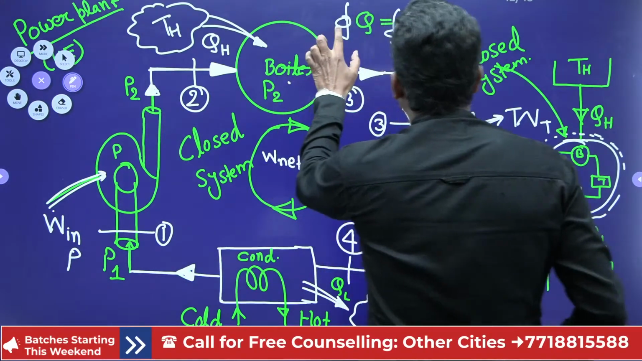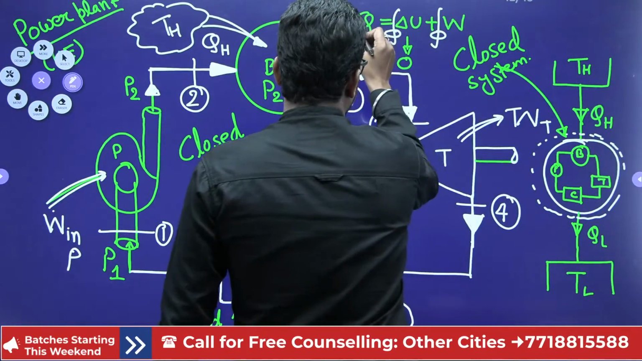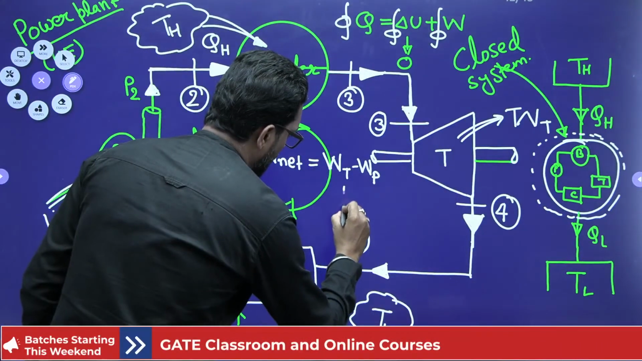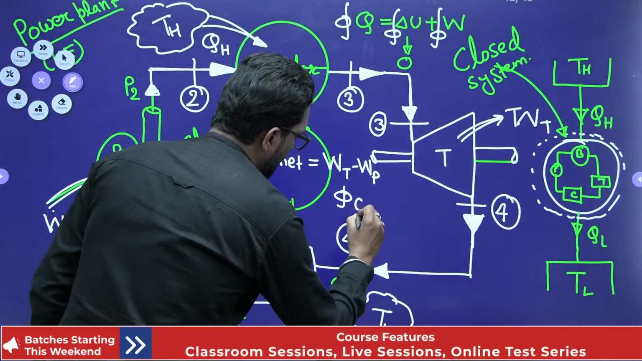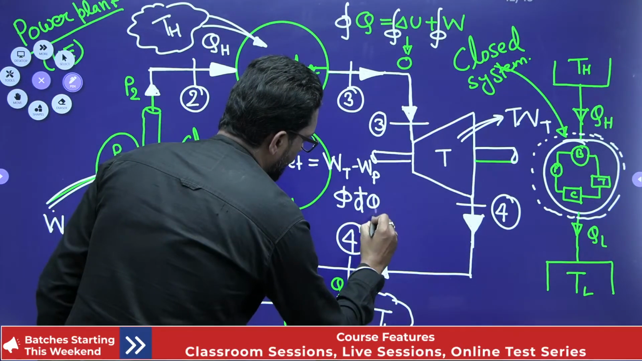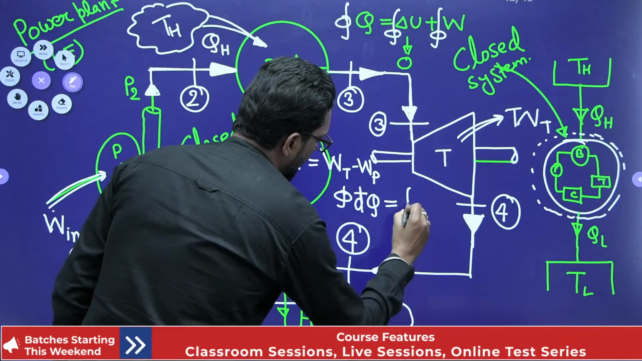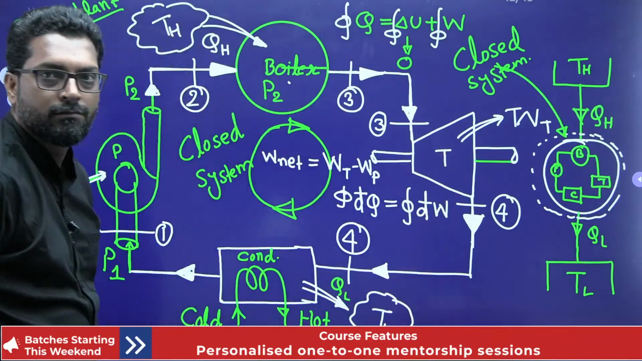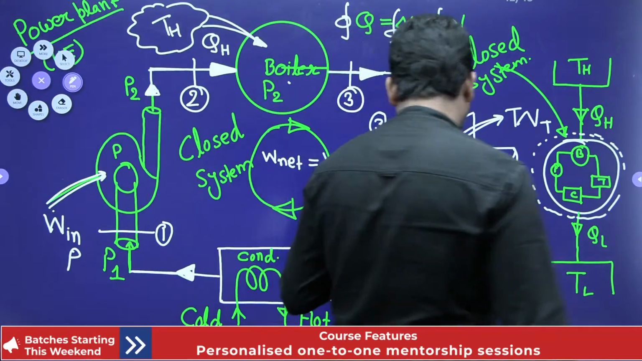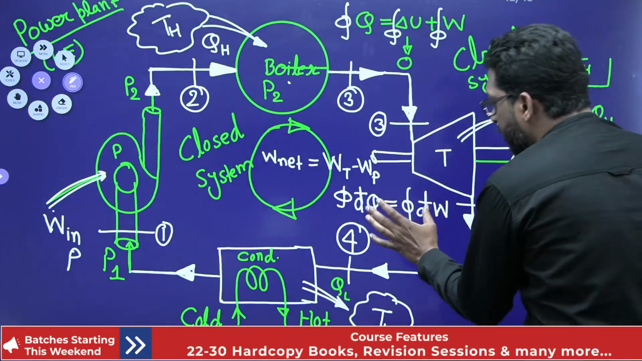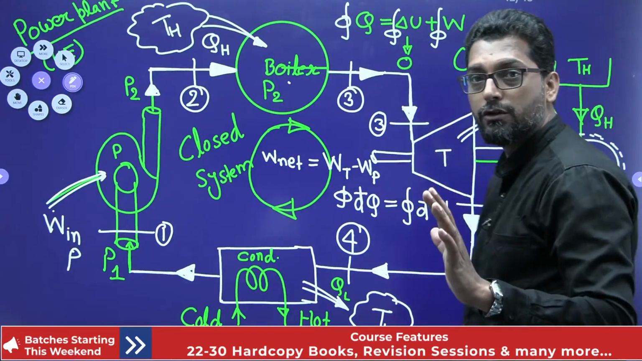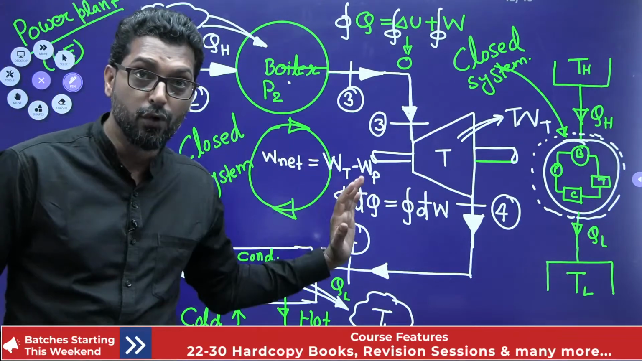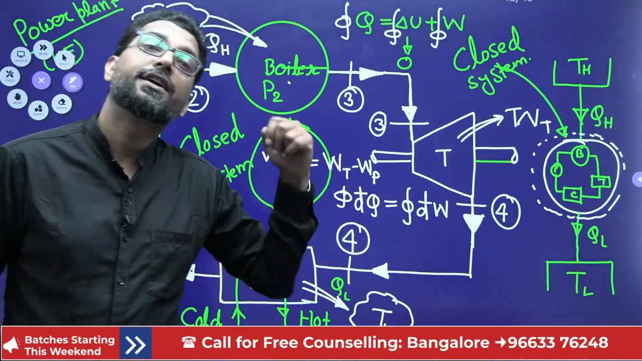So cyclic integration of dq is equal to cyclic integration of dW. So this will follow the first law of thermodynamics. That's it. So the power plant satisfies the first law and it satisfies the second law also, the Kelvin-Planck statement also. So this we can use as a model of a Carnot cycle.